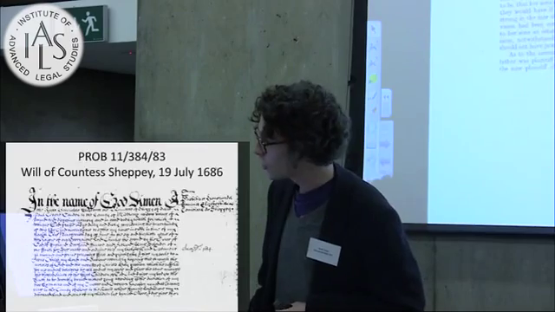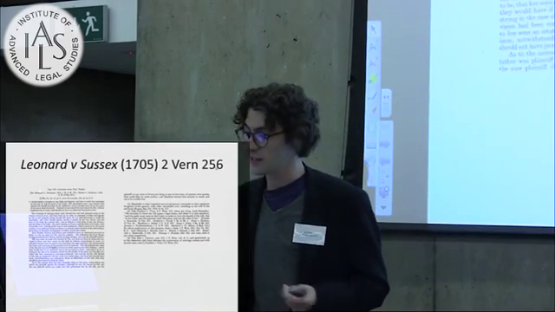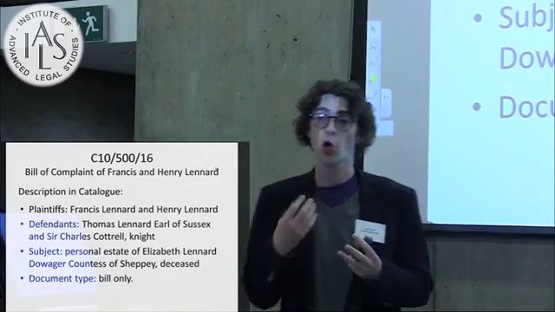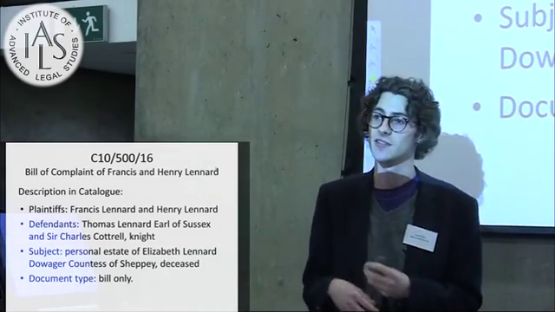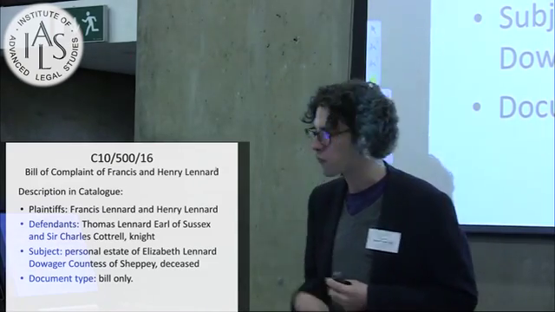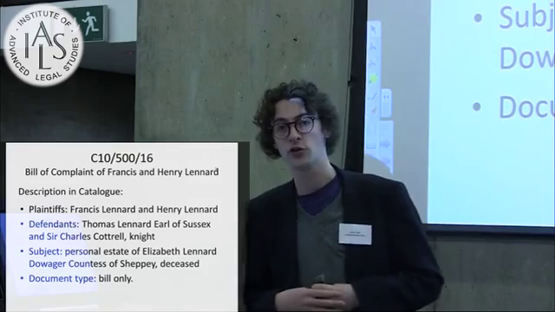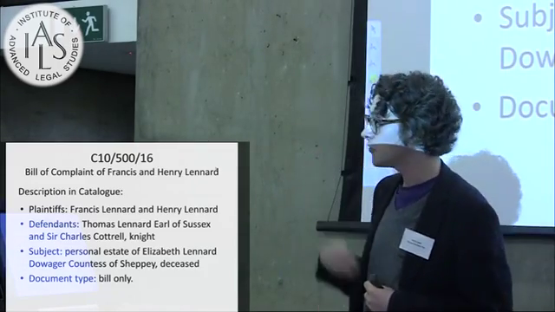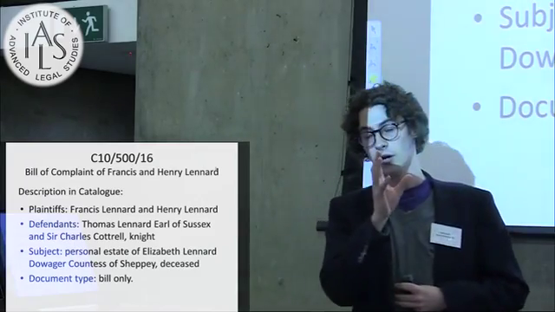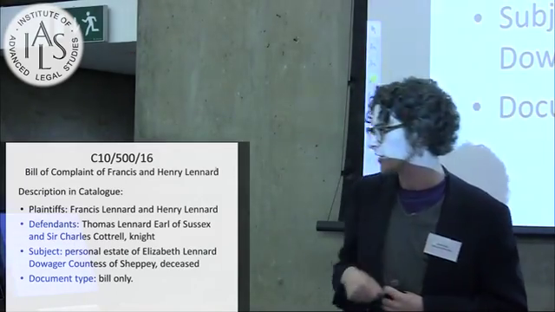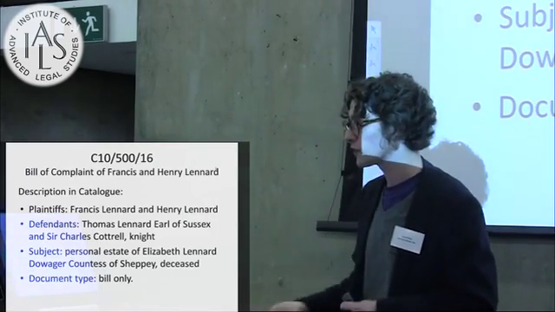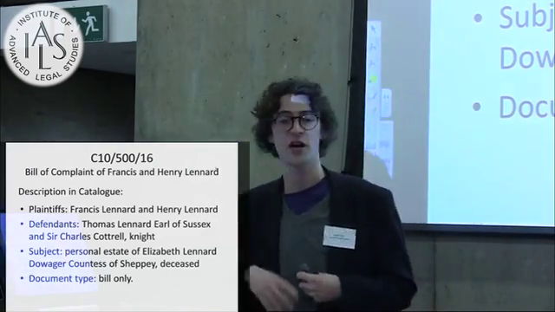You'll notice that the report spells it Leonard and the record spells it Leonard. You've got to be on top of the fact that spelling isn't standardized in this period. It's very common for the names to change around when you do archival history. The defendants are Thomas Leonard, who's the residuary legatee, and Sir Charles Cotterill, who's the executor. Subject: personal estate of Elizabeth Leonard, Dowager Countess of Sheppey, deceased. Document type: bill only.